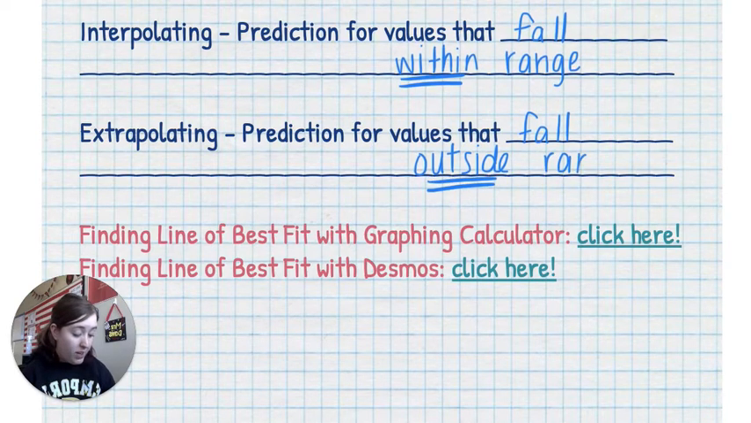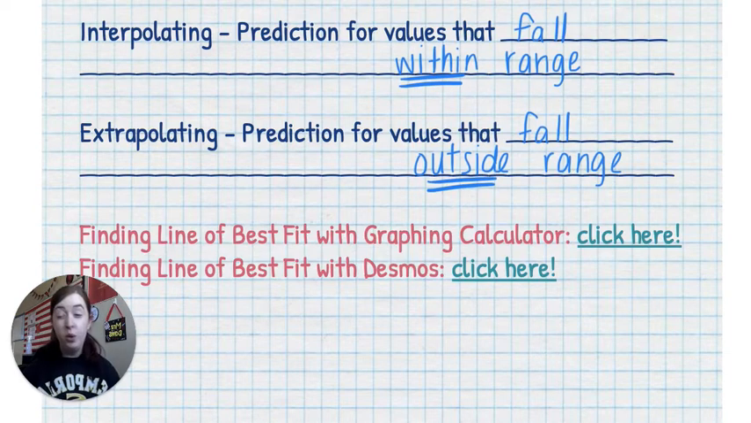So if you wanted to test for maybe 2 grams of fat, that's not within our range. Or maybe you wanted to test for 35 grams of fat. That's not within our range. That would be extrapolating. Same thing with the calories. If we were talking about something that was 100 calories, that would be extrapolating. If we were talking about something that was 700 calories, that would be extrapolating.